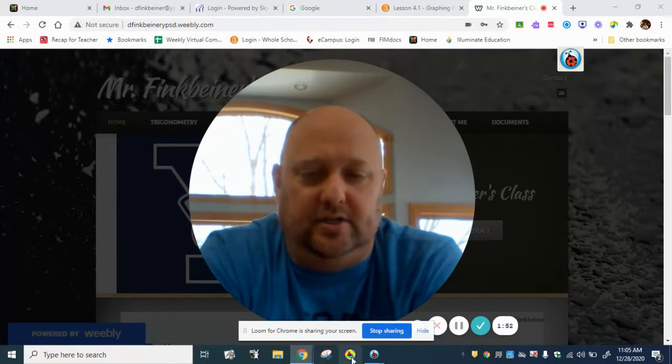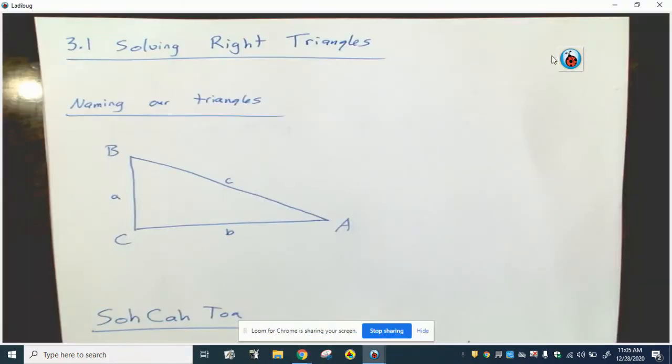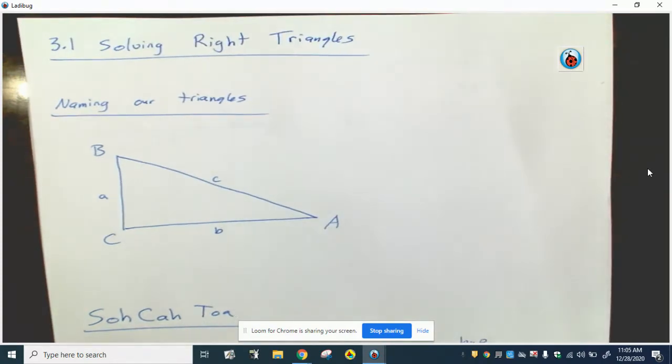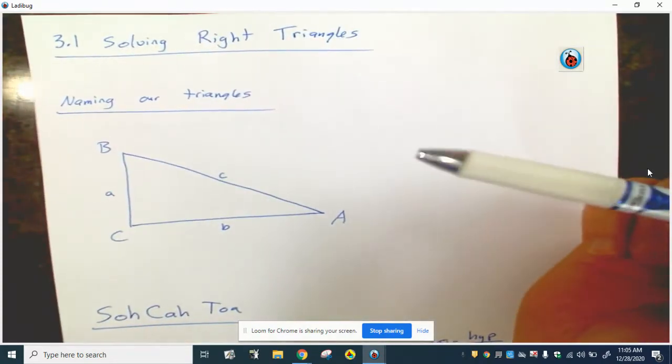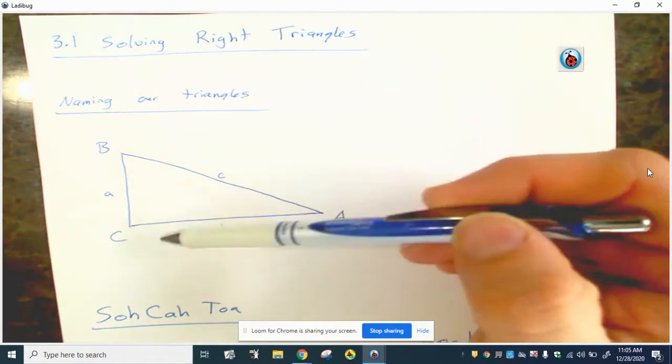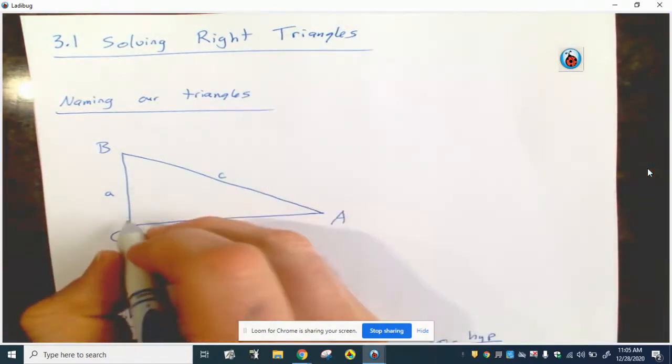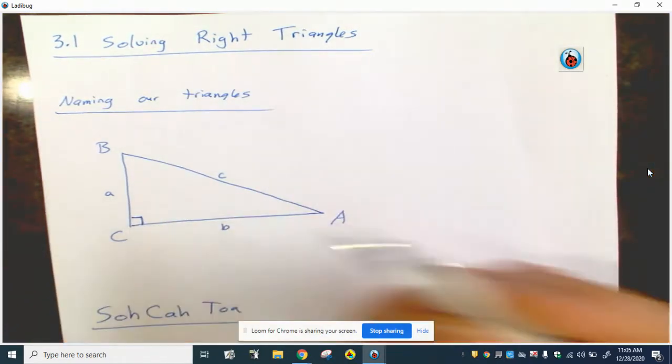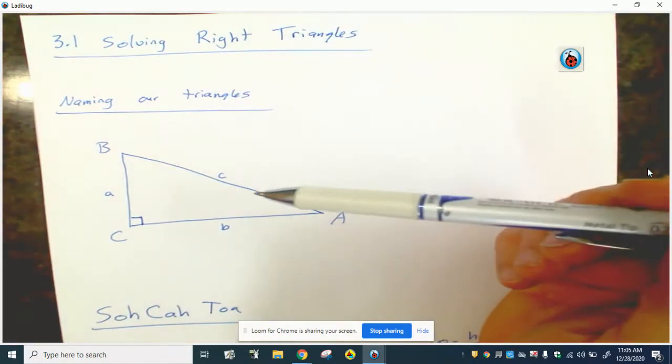So the first section is solving right triangles. Something we should have done in the past, but basically what we're doing is solving any right triangles. Okay, so the first thing I want to be able to do here is name our triangles.